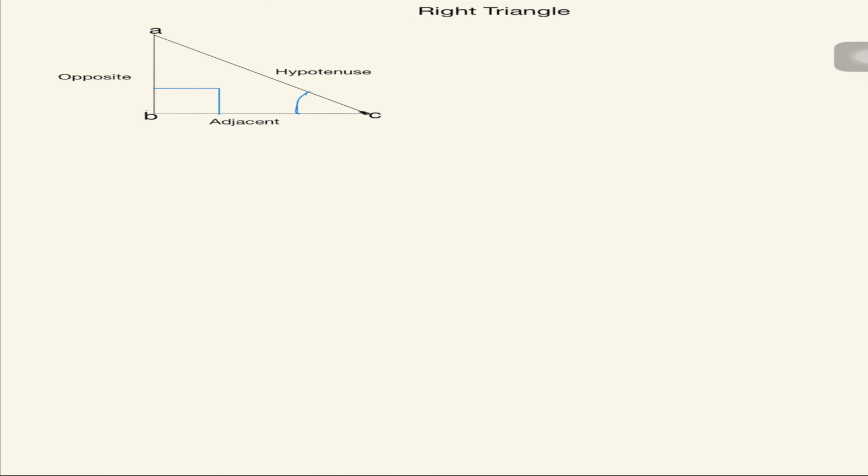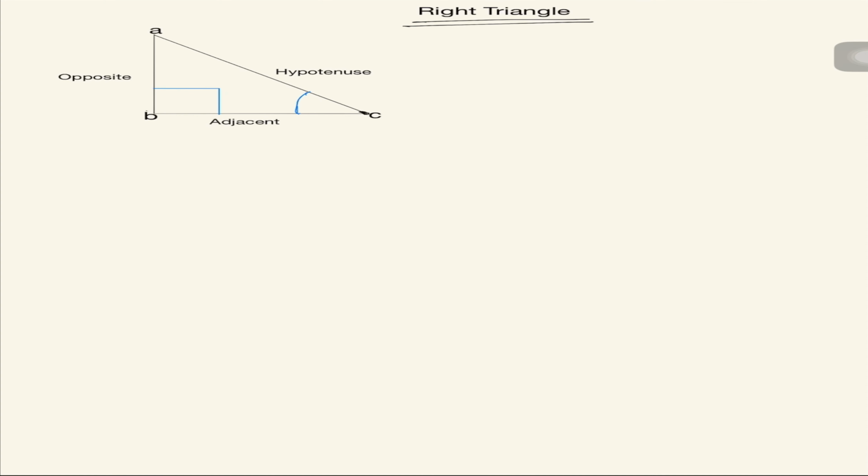Hello everyone. Today we'll talk about trigonometry. One part of trigonometry is understanding the right triangle properly, so we'll talk about the right triangle. Okay, what is a right triangle?